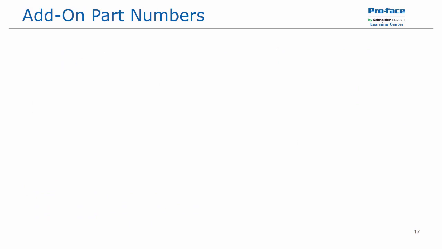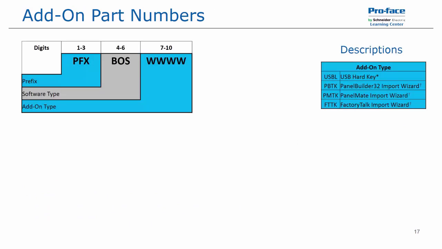Add-on part numbers for Blue Open Studio. This follows a similar syntax to the rest of the part numbers, however, it is much shorter. And as of right now, we have 3 that are available and 1 that is pending, as you see from the descriptions on the right-hand side.